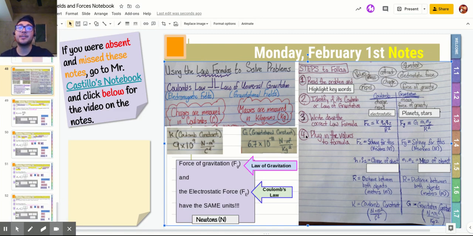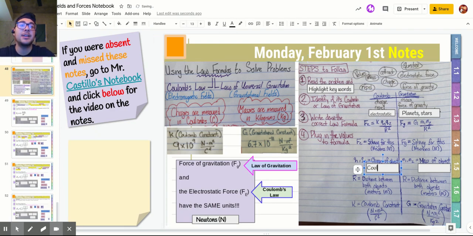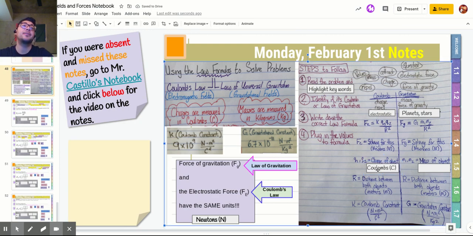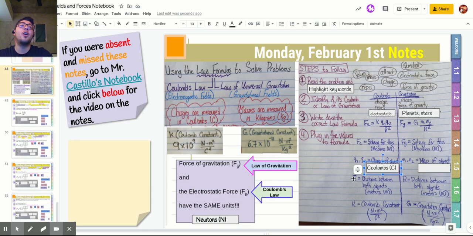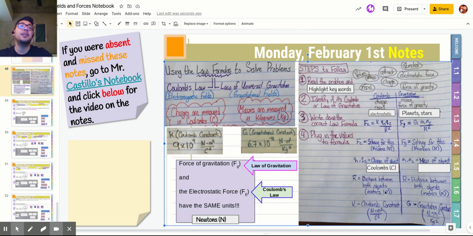And the fourth and final step that we're going to do for now is plug in the values to the formula. So now you're going to plug in the actual values, right? In this case, the electrostatic force, you're solving for this, so we know the units is newtons. And then Q1 and Q2, that's the charge of the object, and we're measuring this in coulombs. Remember we talked about that in the beginning, coulombs, which is that capital C. Then we have R, which is the distance between both objects measured in meters. And then we have the actual Coulomb constant, and these are the units right here, okay?